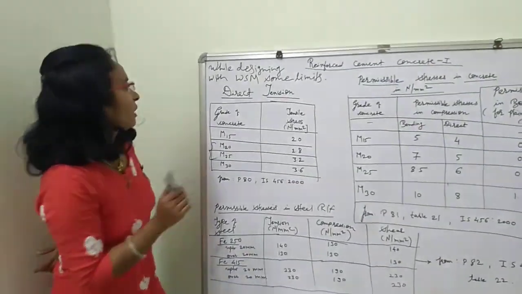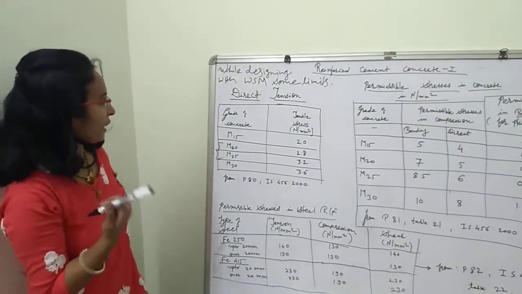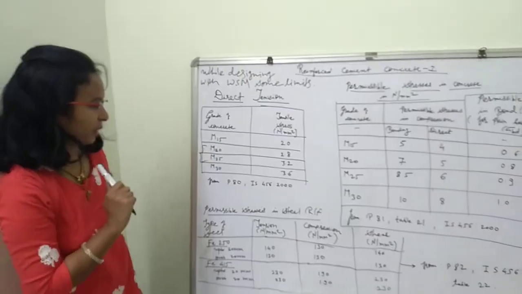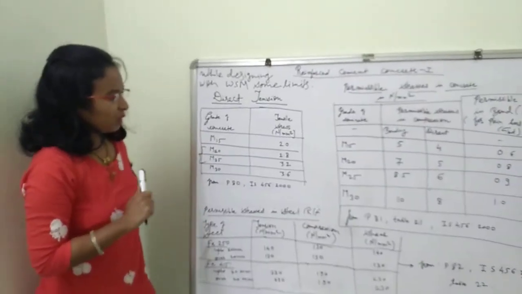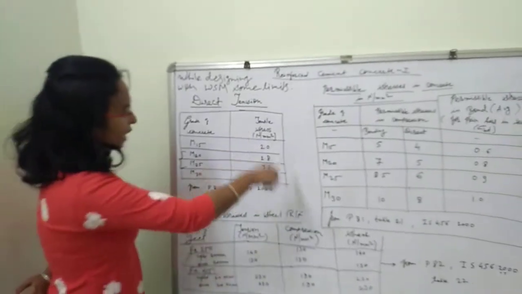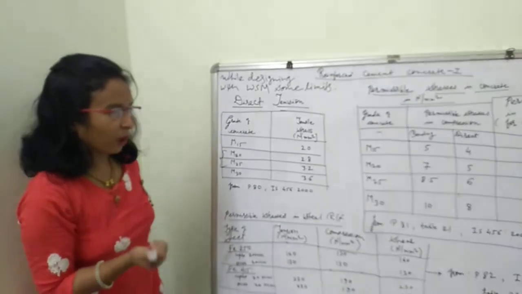So these are the limits described by Indian Standard Codes in direct tension, permissible stresses in concrete and permissible stresses in steel reinforcement. We can also note down these values in our exercise practicing book for comparing our obtained values.